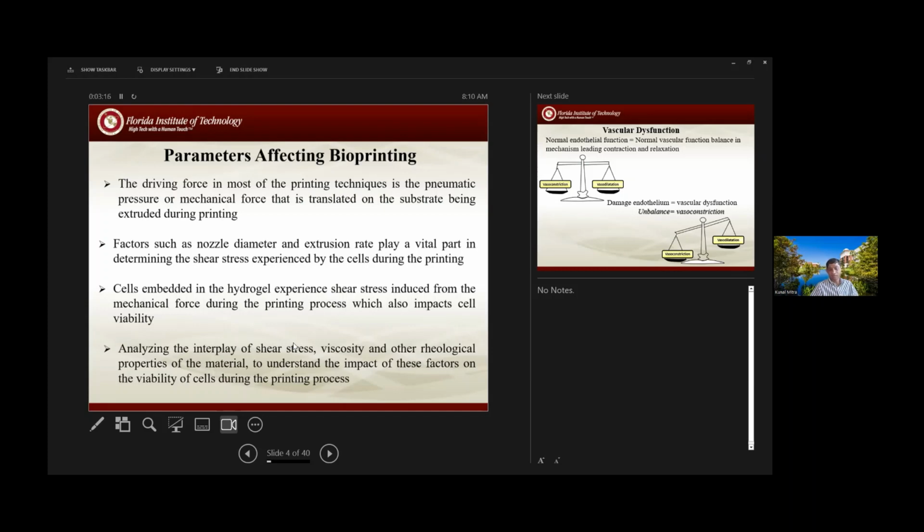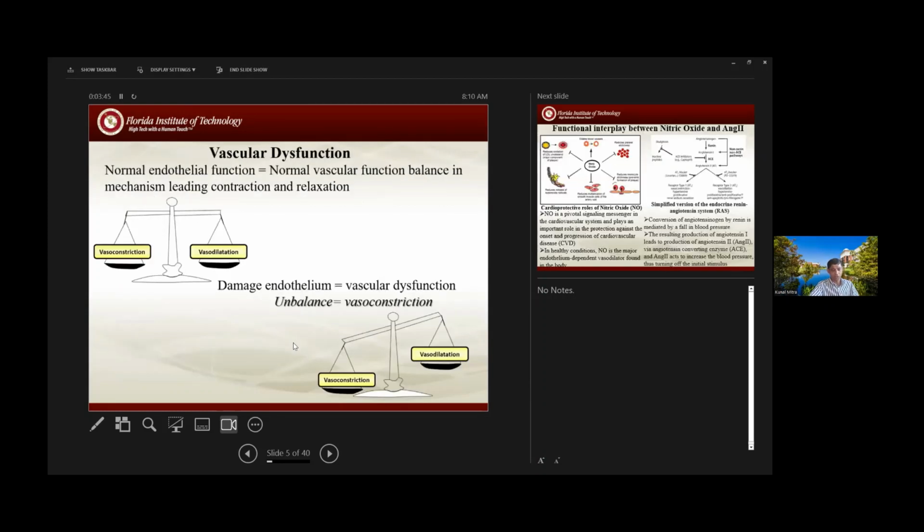The cells, as already mentioned, will experience shear stress during the bioprinting process, which will also impact your cell viability. You also need to look at the rheological properties, because the bioink is what produces the native environment. So you need to look at the interplay between shear stress, viscosity, and other rheological properties to see how these impact the ECM matrix and thus the viability of the cells during the printing process. So a lot of parameters come into the picture.